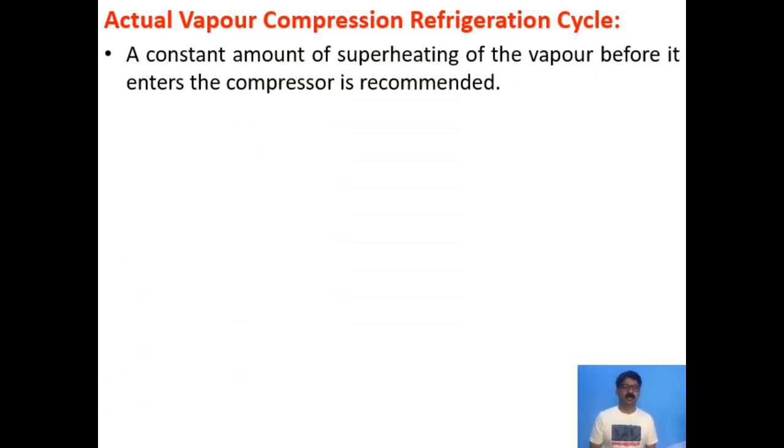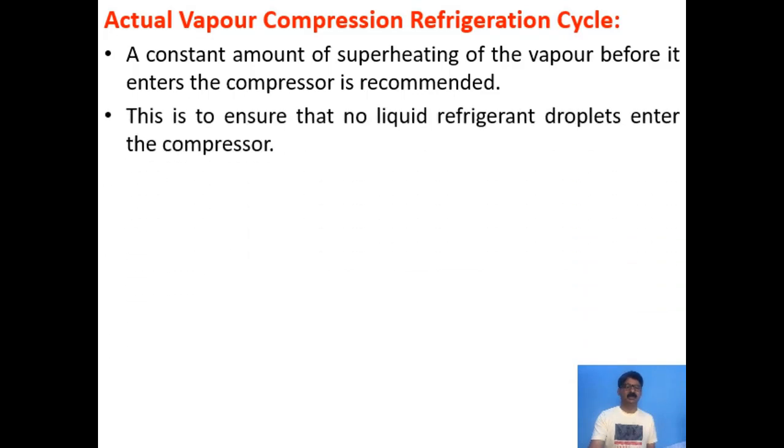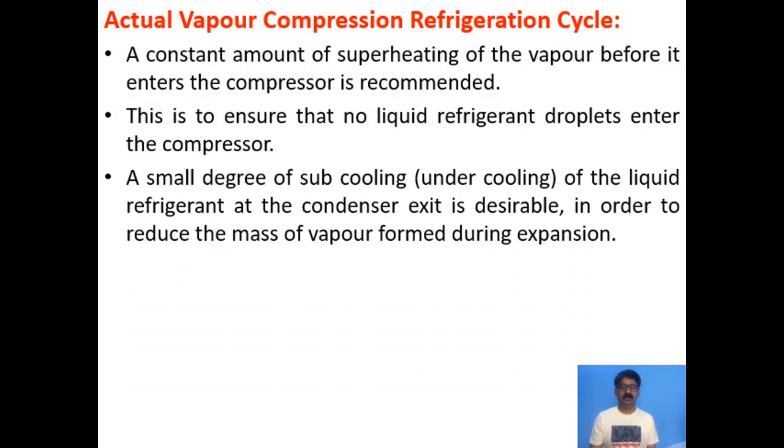The first point: a constant amount of superheating of the vapor before it enters the compressor is recommended, as I told you in the previous slide using the pH chart. Why? This is to ensure that no liquid refrigerant droplets enter the compressor, because compression of vapor is easier, and if some liquid droplets enter the compressor, the compression process will be a problem. So 3 to 3 dash is the subcooling, and 1 to 1 dash is the superheating.